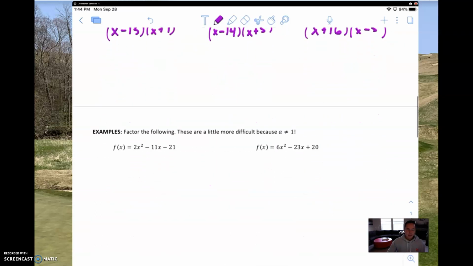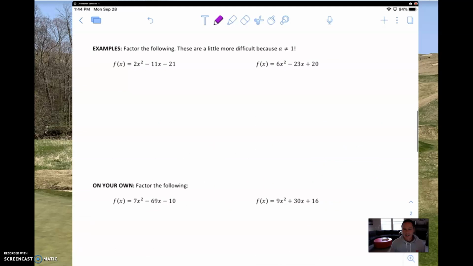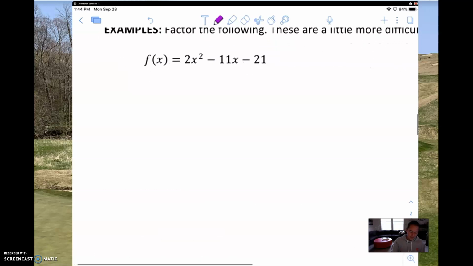Now what we're going to do is move on to slightly more complicated ones. These are a little bit more difficult because the a value is not equal to 1 anymore. We're not just dealing with 1x squared, we're dealing with 2x squared or 6x squared or something x squared. So factoring these is a little bit more difficult. It requires a little bit more guess and check, but hopefully we get the hang of it and it won't be so bad. Let's take a look at the first example.